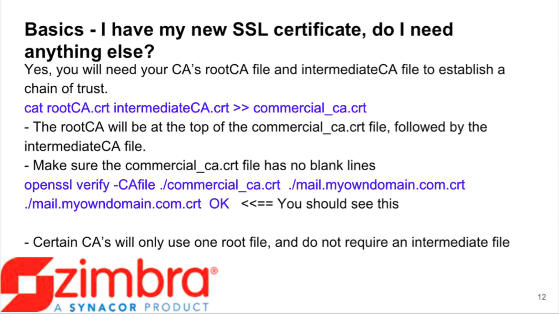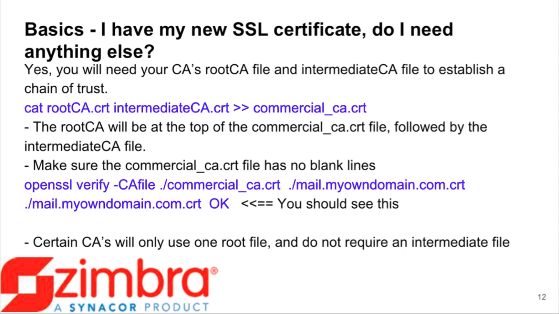So if you look at the command in blue here, this is the command to build your bundle file. It's really easy. And just remember, when you concatenate the bundle file for the commercial bundle, the root CA will be at the very top of the file, followed by the intermediate.